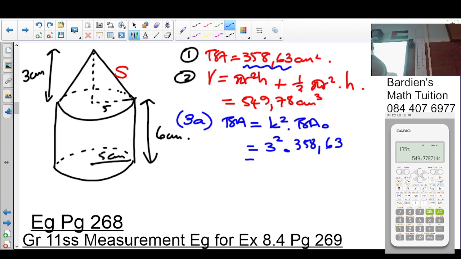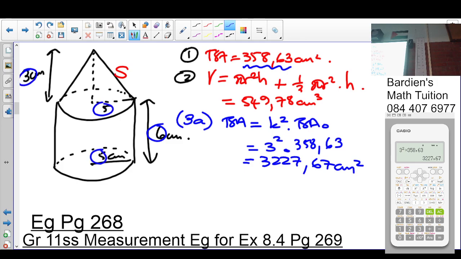358.63. Okay, now put that in the calculator. Say 3 squared multiplied by 358.63 gives you 3,227.67 centimeters squared. So instead of multiplying each dimension here by 3 and then reworking out the total surface area, that's going to be a quick way out. Does it make sense, people?